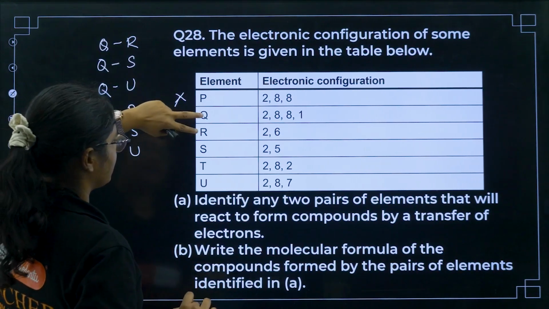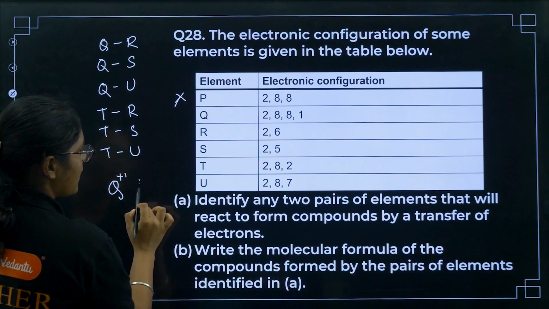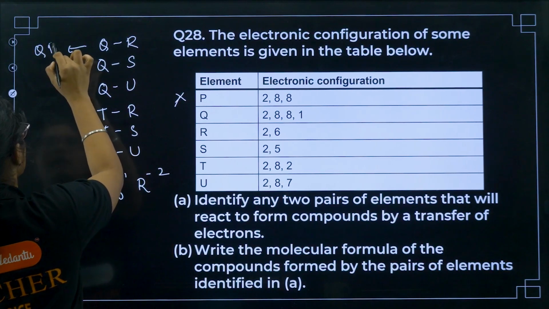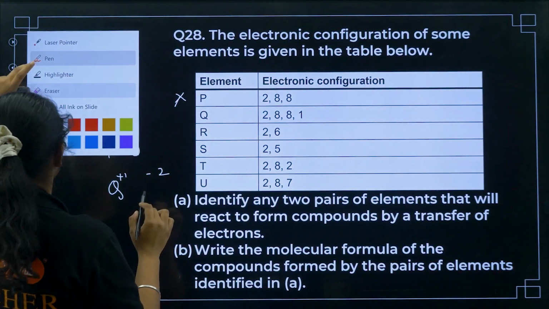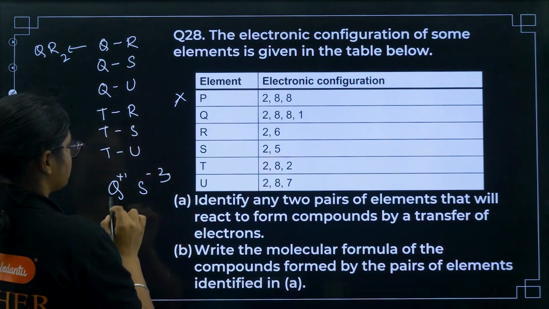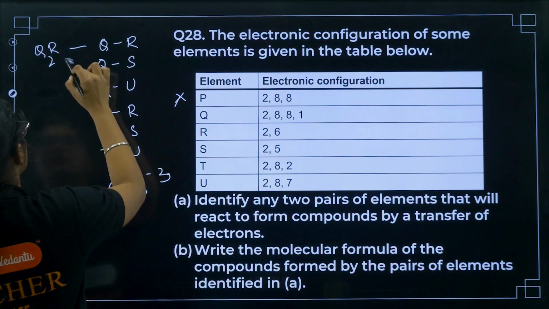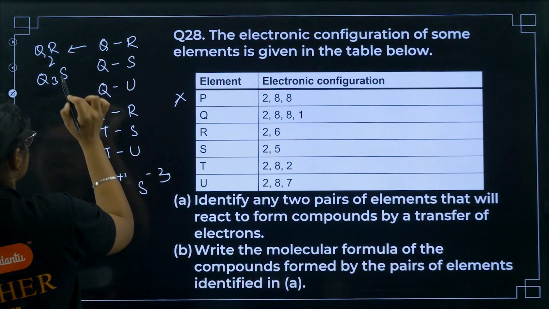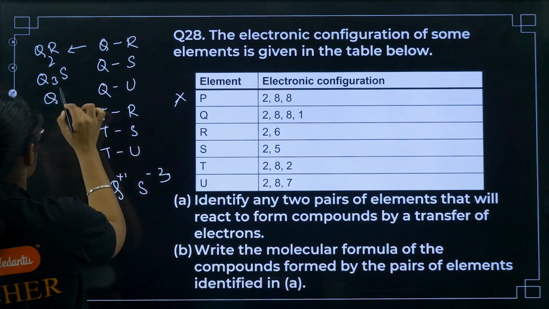So if Q and R are reacting, what will happen? Q will lose 1 electron, but R has to gain 2 electrons. So you will get the formula Q2R. Now coming to Q and S. S needs 3 electrons, so it is -3. So Q3S. Next, if you have Q and U, that is 1 and 1, so you will get QU.